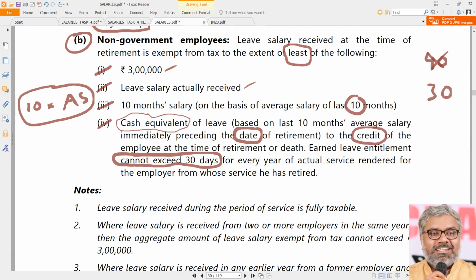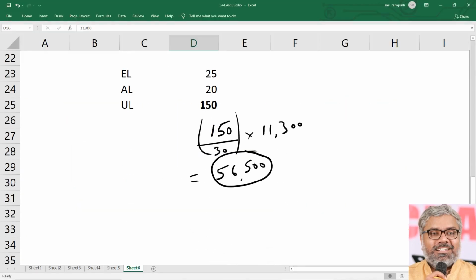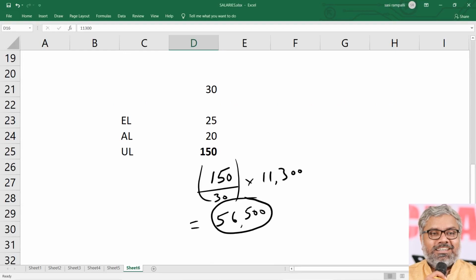The third calculation is also not very difficult. Only the important point will be the average salary computation, which is required for the fourth also. But the main calculation in the leave salary exemption computation is the fourth one, where we have two things to be done. One, anyway we know already the average salary, so that is already done.